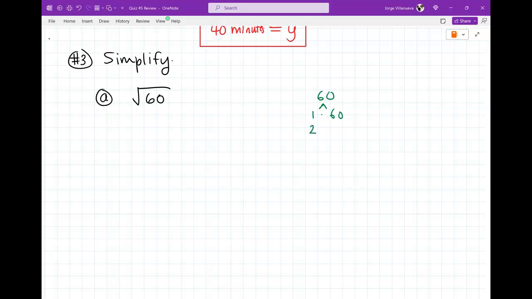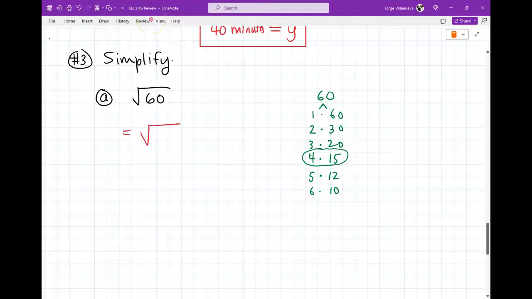Okay, so let's see. 2 times 30, no square roots. 3 times 20, no square roots. Right? What is the next one? 4 times 15. Yes, 4 has a square root. Is there anything else? Well, 5 goes in times 12, right? Yeah. 5 times 12, no square roots. 6 times 10, also no square roots. And that's it. Those are all my options. All right? The only option that has a square root is right here. So that's what I'm going to use.